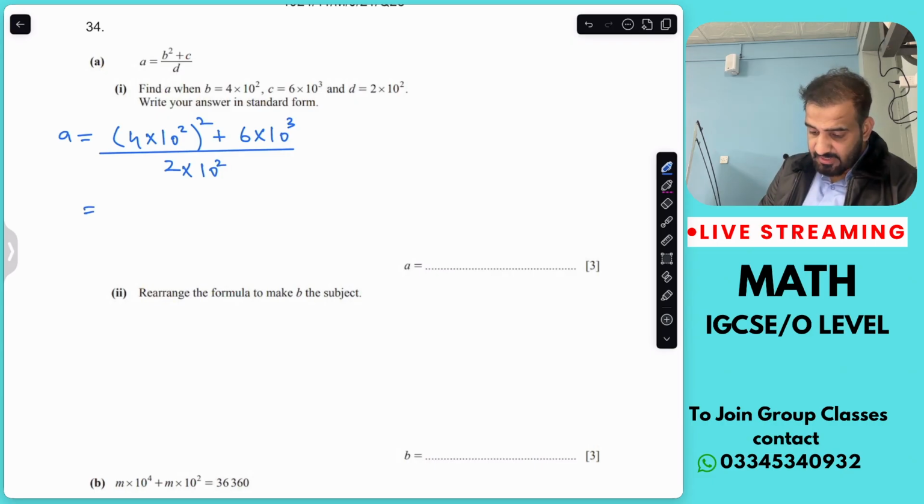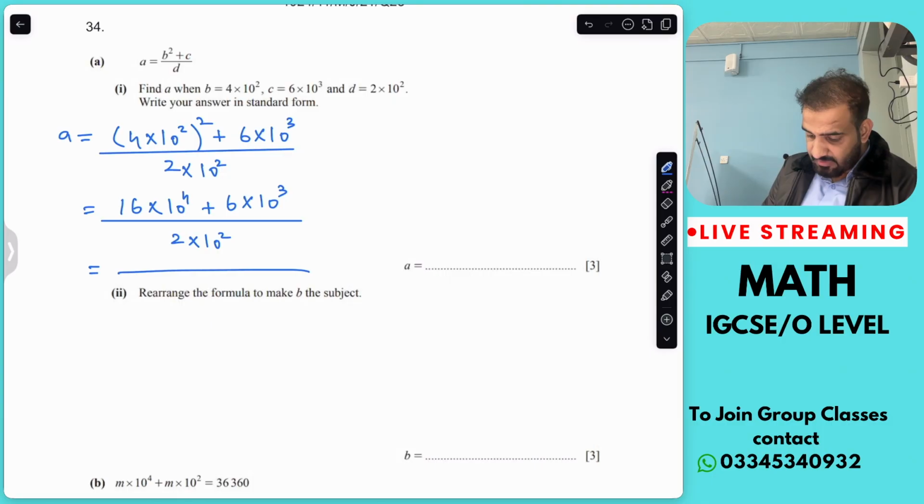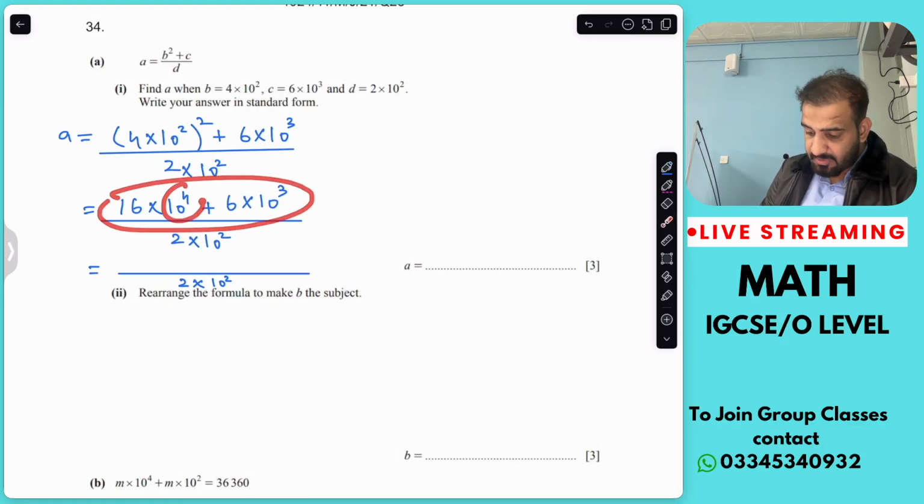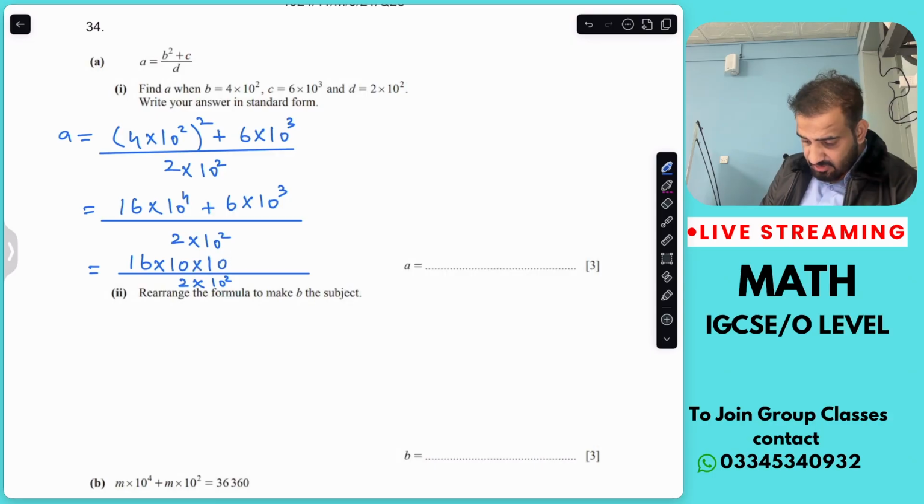So how to take it square? It is 16 cross 10 raised to power 4 plus 6 cross 10 raised to power 3 divided by 2 cross 10 raised to power 2. Further, it can be written as 2 cross 10 raised to power 2. How to add them? They are different powers. Let's make them equal. So it will become 16 times, I will write directly, 16 times 10 times 10, 3 plus 6 cross 10, 3.